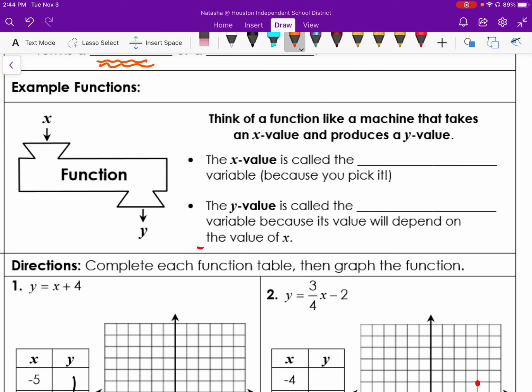Okay? Now, the x value is called the independent value. And it's the independent variable, and that's because you picked it. The y value is called the dependent variable because the x value, or its value, the y value, will depend on what the value of x is.